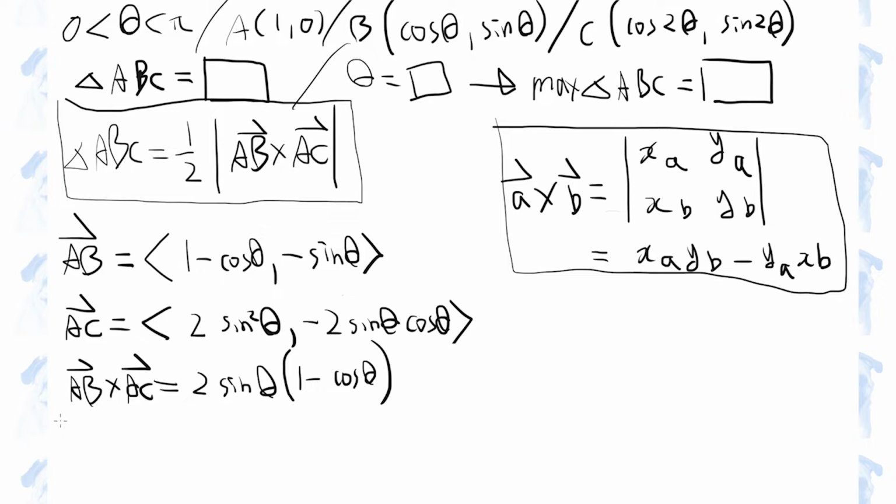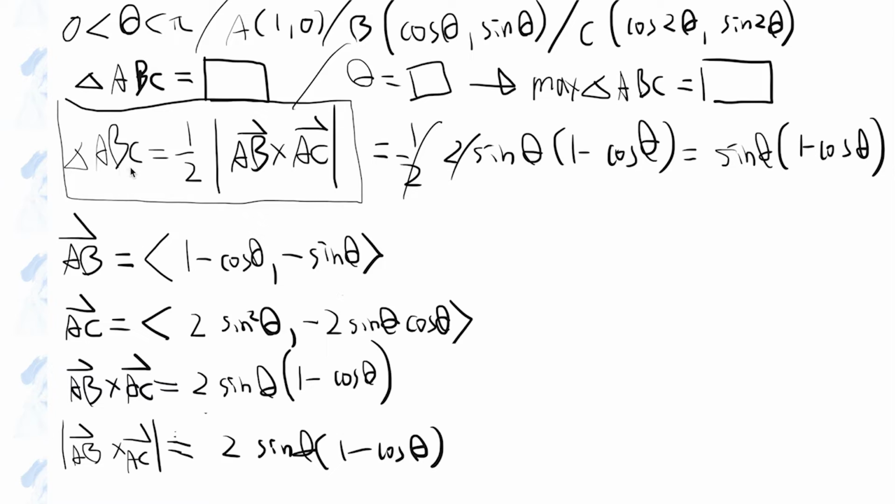And what is the magnitude of this new vector? The magnitude of a vector is the square root of the sum of the squares of its components. So let's square this number. So the area of triangle ABC is sine theta times 1 minus cosine theta.